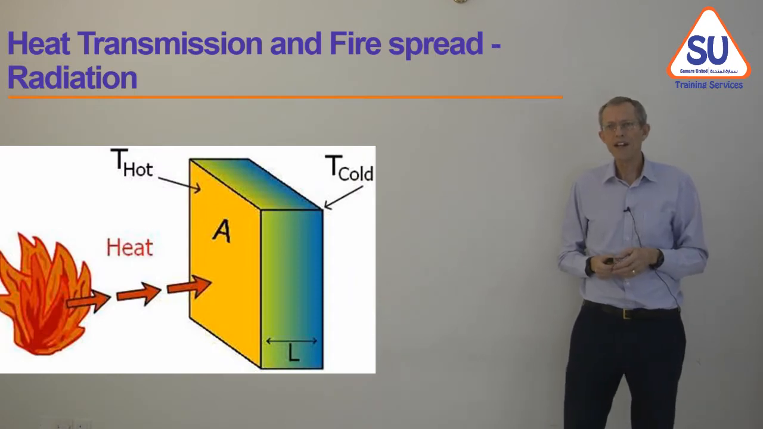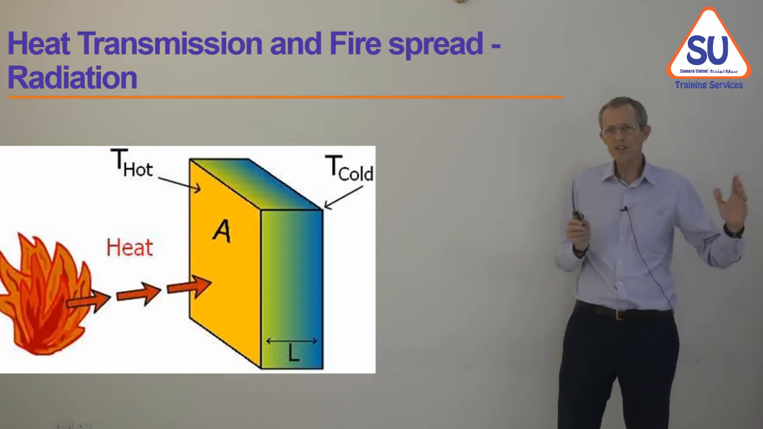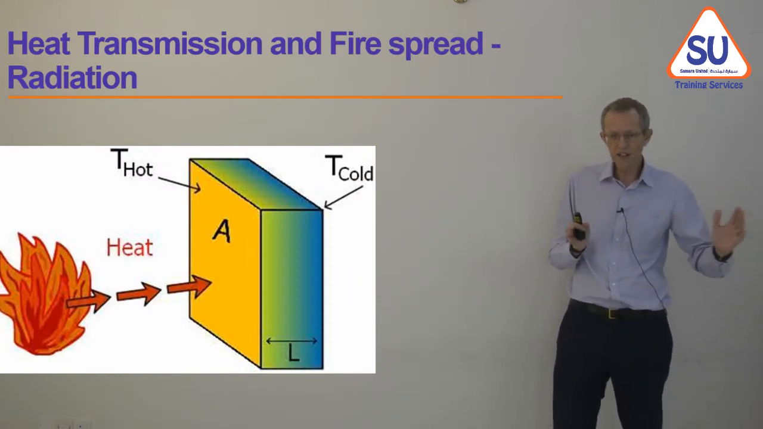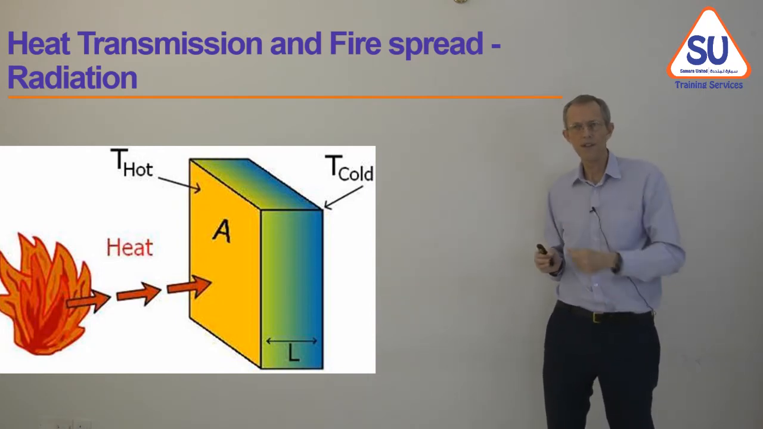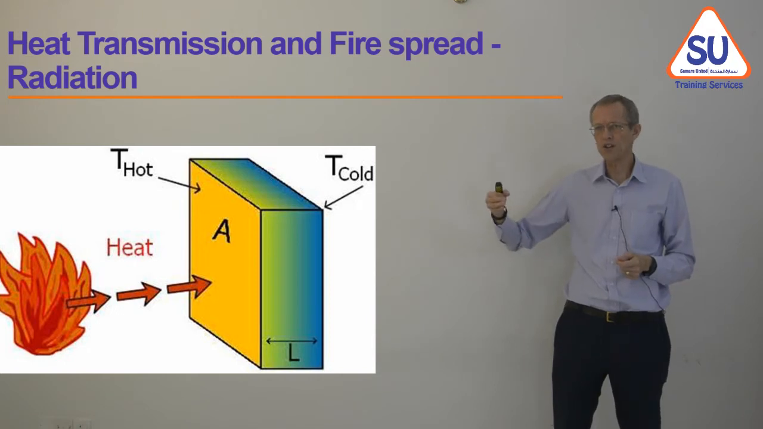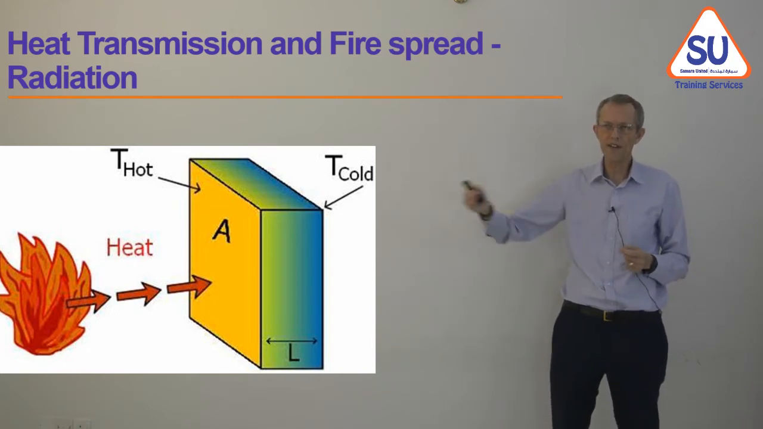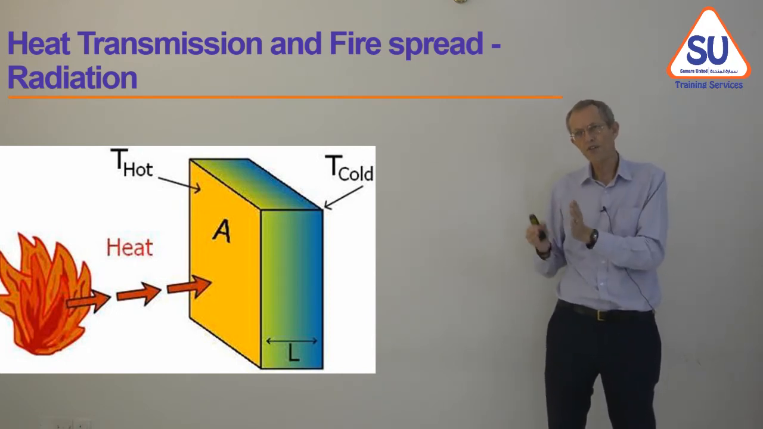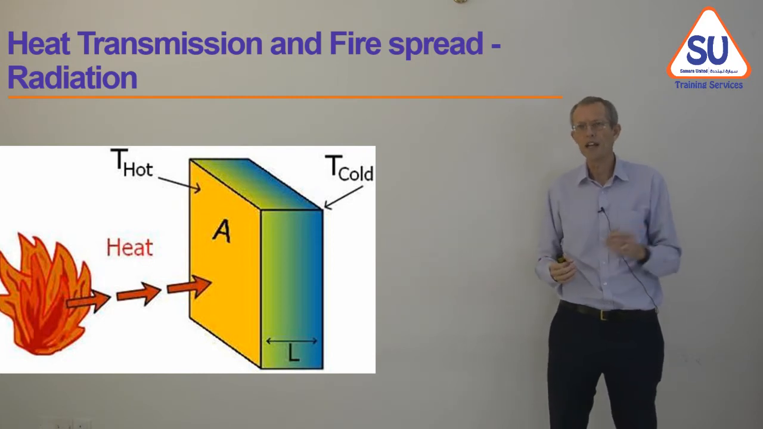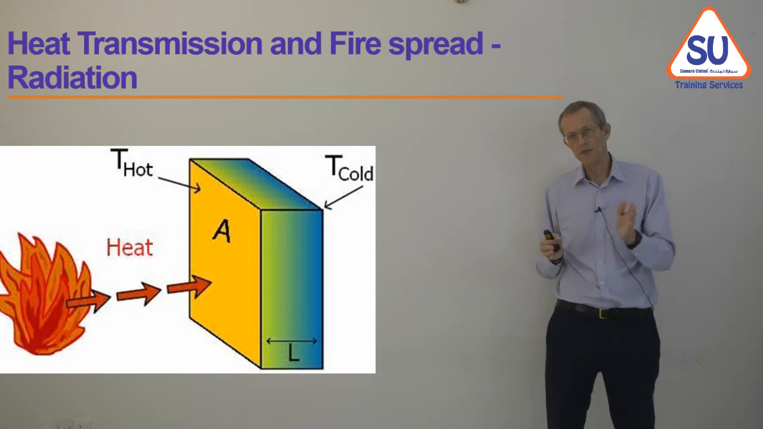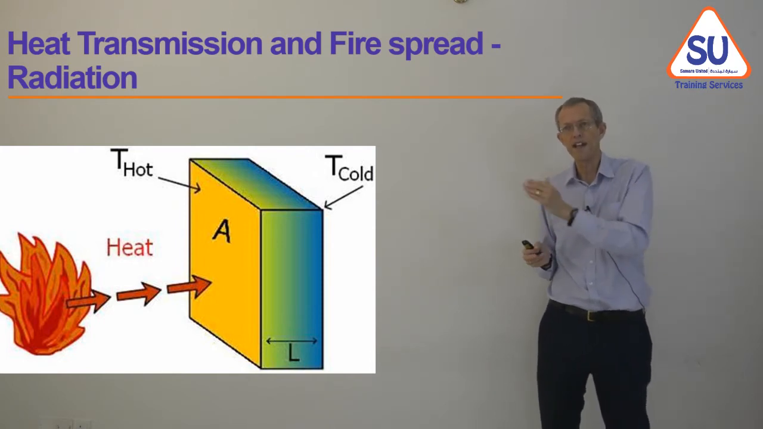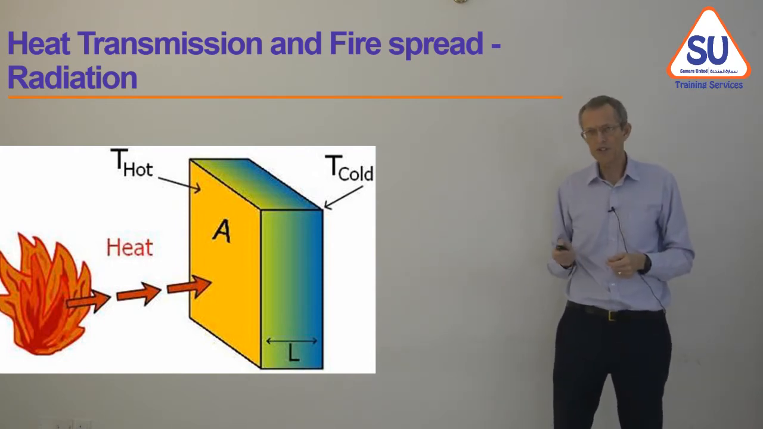Radiation. Radiation is the heat energy travelling through the air to the object, and the object will get hot on one side and it'll still be cold on the other until the heat has travelled through that object by conduction. But radiation is the heat energy travelling through the air and reaching the material.